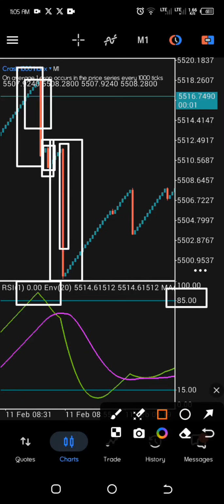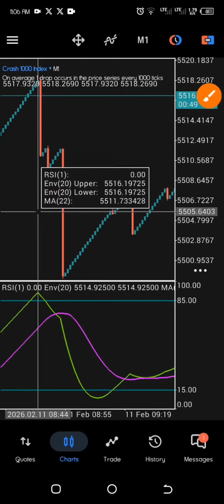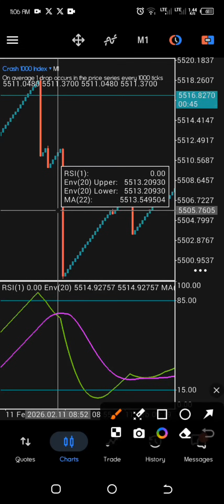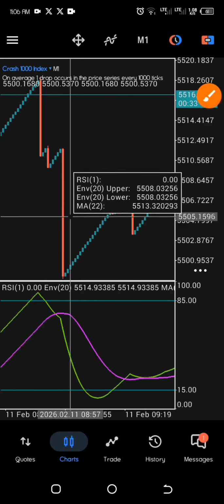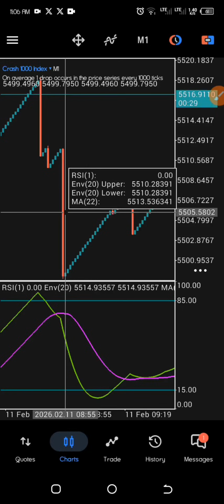So after we see all this, the next thing we do is wait for the envelope line to cross below the moving average. Now let me show you where it crosses below it. After this long spike right here, you can see that eventually there is a cross below the moving average, which means the envelope line crossed below the moving average. After we confirm this cross, the next thing we do is wait for the spike, and then we are looking for entries.